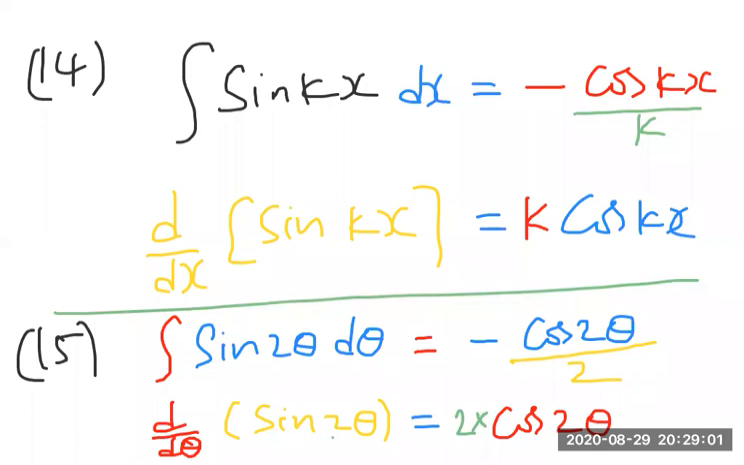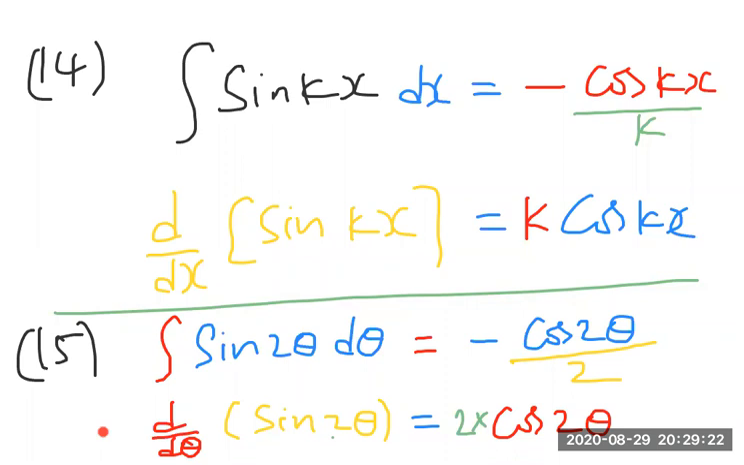I hope you are clear now with this example of how to handle sine terms given with a constant, and when we have to divide and when we have to multiply. In differentiation you have to multiply, and in integration you have to divide. I think now you are clear with these two examples. Let me take one more example.